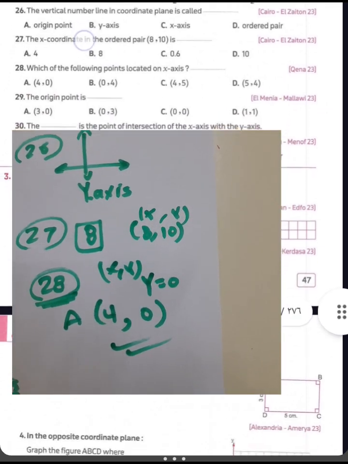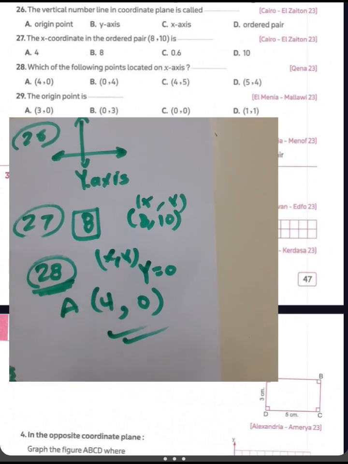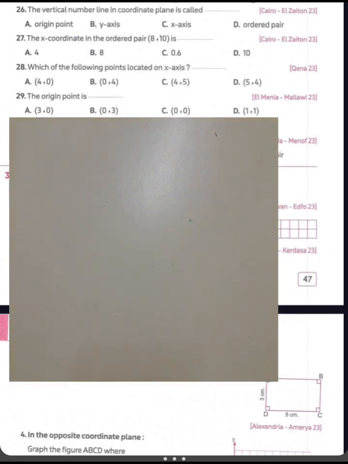Question 29. The origin point is what? 0 and 0. We call it the origin point.